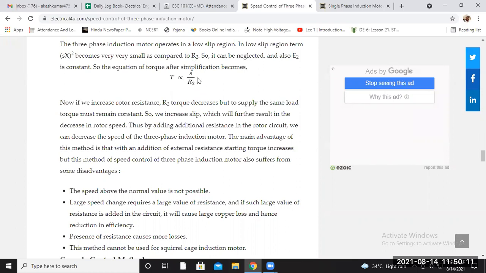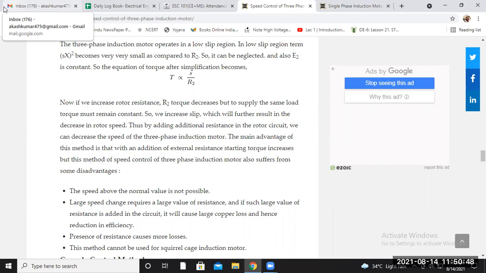By adding additional resistance in the rotor circuit, we can decrease the speed of the induction machine. That means the slip should not be increased beyond some limit, because the motor operation should take place in the lower region of slip. In that way, the rotor resistance must be increased so that the torque will remain constant.